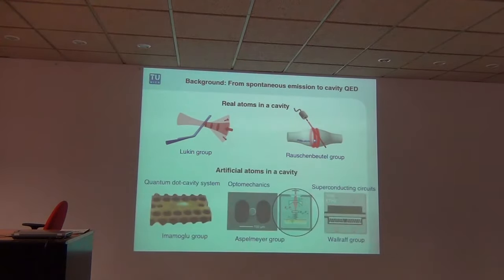And as such, the next step was to try to realize the strong coupling regime in so-called artificial atoms. In this case, you have a quantum dot system in a photonic crystal nanocavity. In the second case, these are optomechanical resonators coupled to high quality optical cavities. And the third, which is quite famous nowadays and is leading the race for implementation of quantum technology, is superconducting circuits, where you can implement superconducting qubits as well as resonators. So these were the first instances where experimentally strong coupling limits were being achieved.